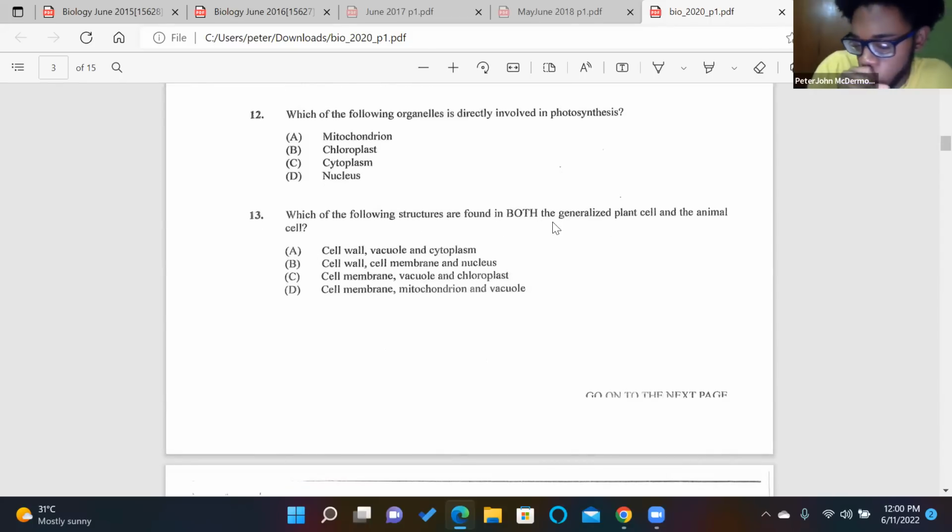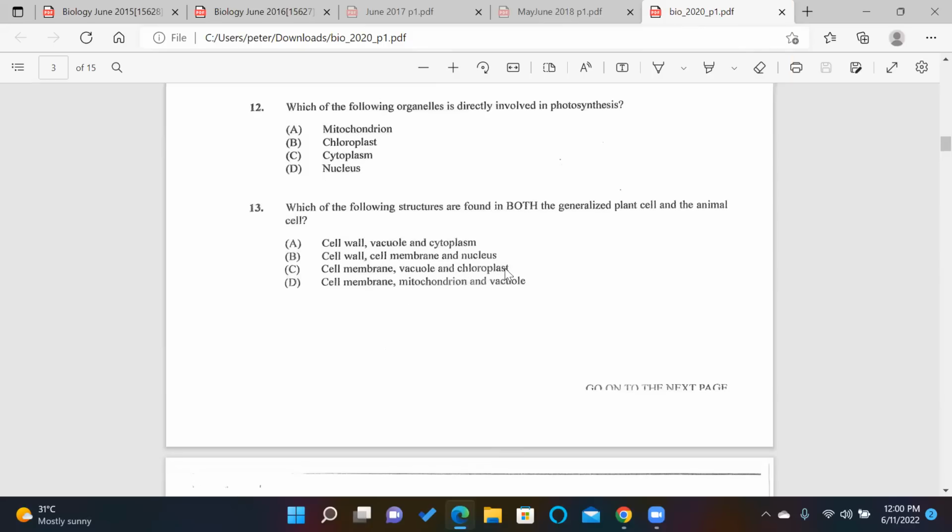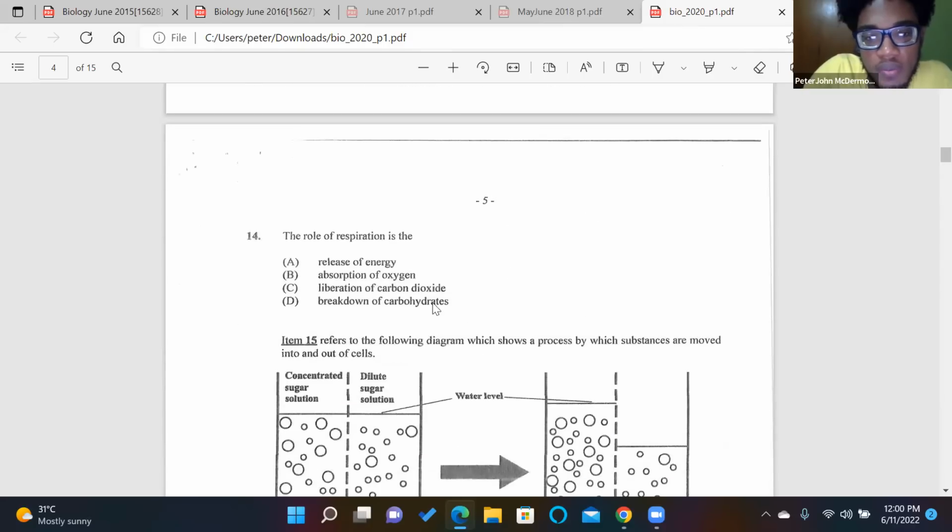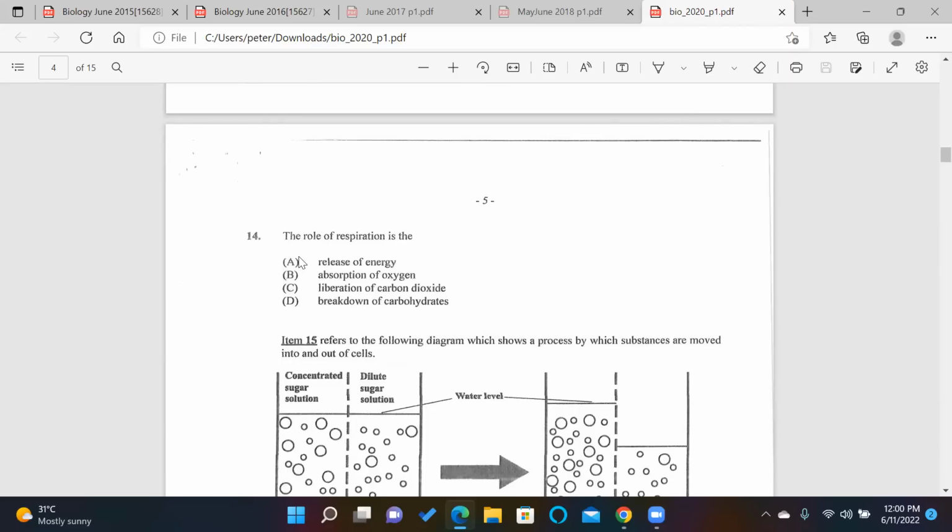Phloem structure. Generalized plant cell and animal cell. D. Chloroplasts are not in animal cells. Role of respiration is the... A. Why not B?